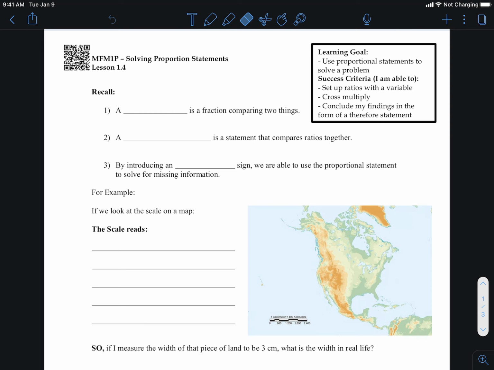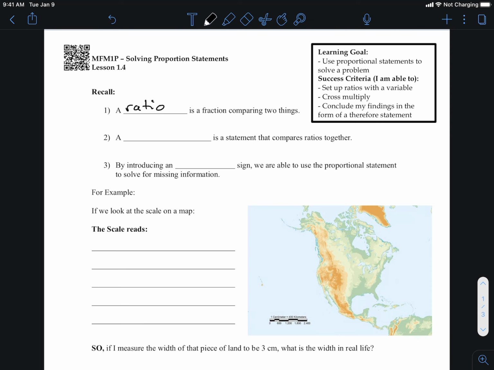Yes. Ratio. So a ratio is a fraction comparing two things. Okay. We could also write ratios with the colon too, right? But I like the use of fractions just because everybody's scared of fractions. Okay. I am scared of fractions. So we just try to eliminate that fear, okay?